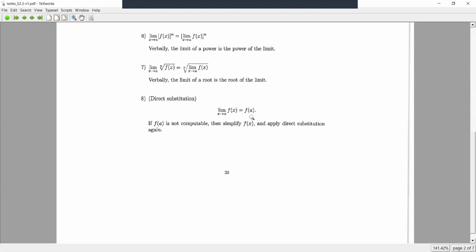Of course, the function may not be defined at the point a. When f of a is not defined or not computable, in that case, we need to simplify the function first, then apply this law again.